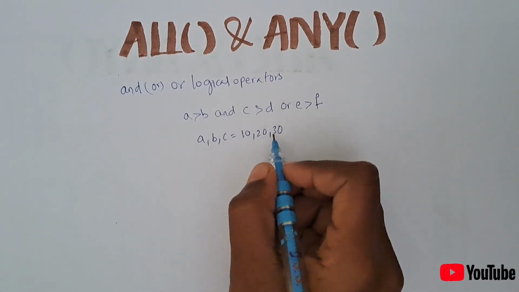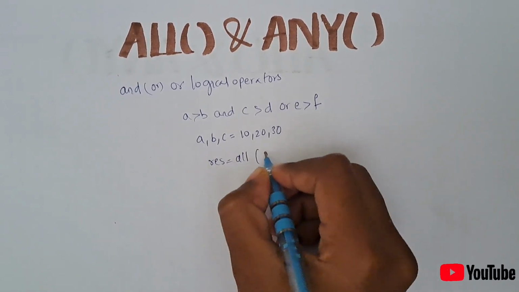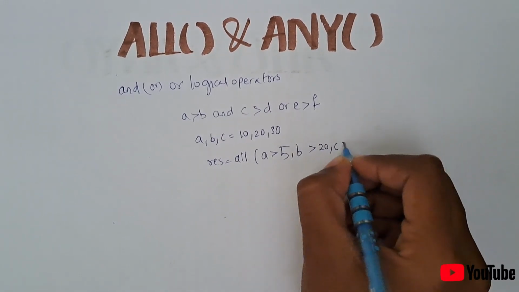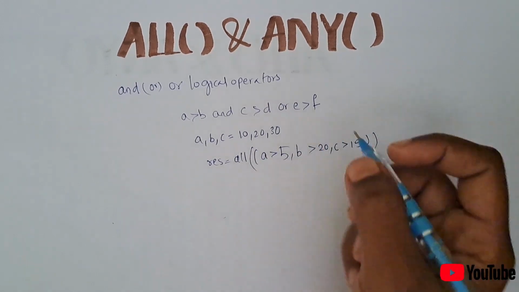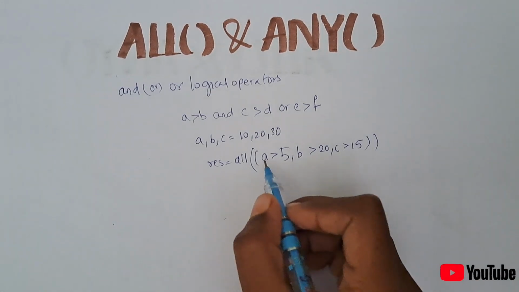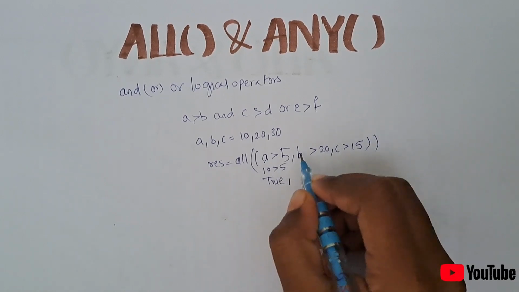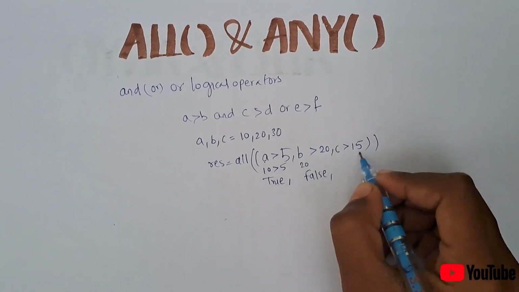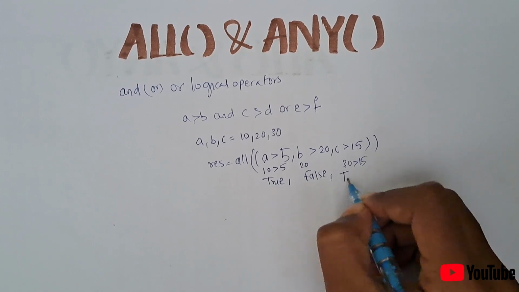So we consider A, B, C as 10, 20, 30, and we take x is equal to the all function: A is greater than 5, B is greater than 20, and C is greater than 15. We are giving this in a tuple. Here A is 10, which is greater than 5, which is true. B is 20, and 20 is greater than 20, no, it's false. C is 30, and 30 is greater than 15, this is true.